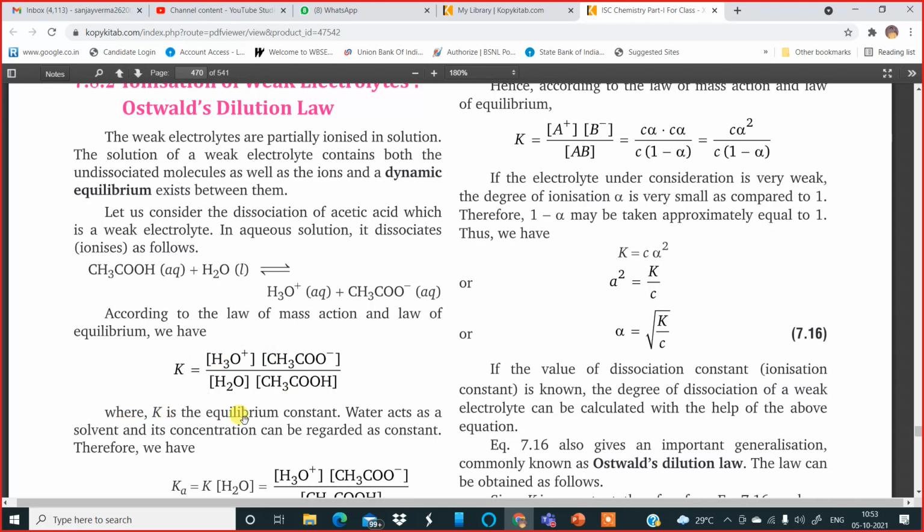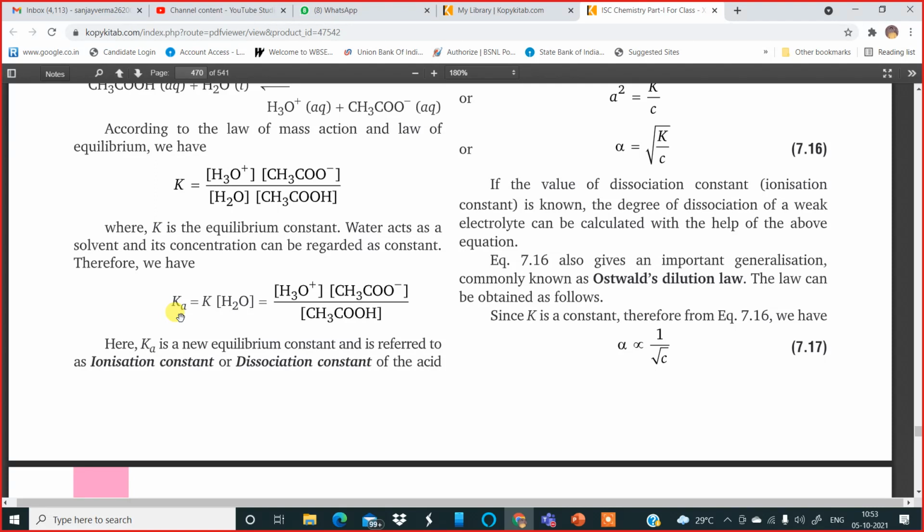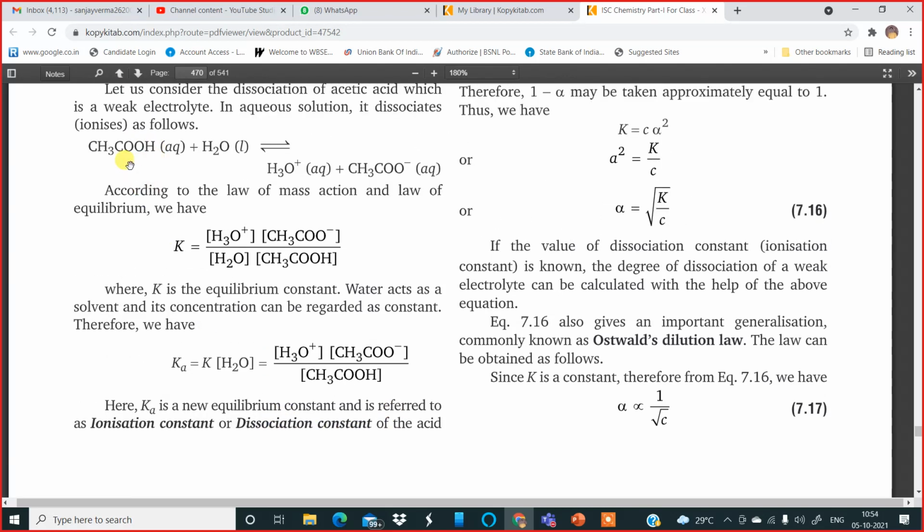Now, here this K is called the equilibrium constant. Water acts as a solvent and its concentration can be regarded as constant or unity. Therefore, we can write Ka. Ka means the equilibrium constant of the acid, which is equal to K multiplied by the concentration of water, because it is a constant. So we have this expression over here. Now this Ka is a new equilibrium constant and it is referred to as the ionization constant or dissociation constant of the acid, because here we are dissolving acetic acid in water.